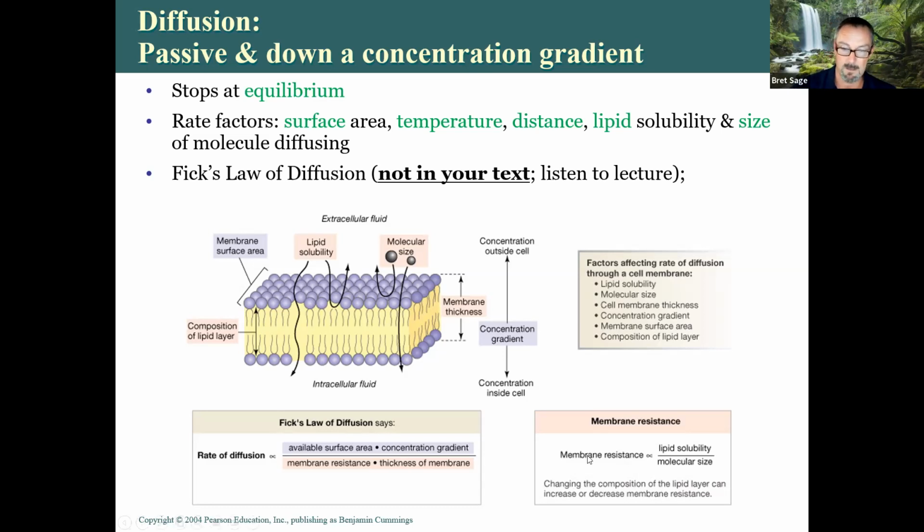Okay, so lipid solubility goes on top, molecular size goes on the bottom. Now, on the test, I'm going to actually ask you to write this out. And if you don't, you won't get it. So how do you write this out? Well, on one line of your answer, you're going to write these words: available surface area, concentration gradient, lipid solubility, all on one line with a little X for times. Then you're going to go to the next line and put a dotted line or an underline. Then on the third line, you put molecular size in place of membrane resistance and thickness of the membrane. That way, I know that you know what the equation says.